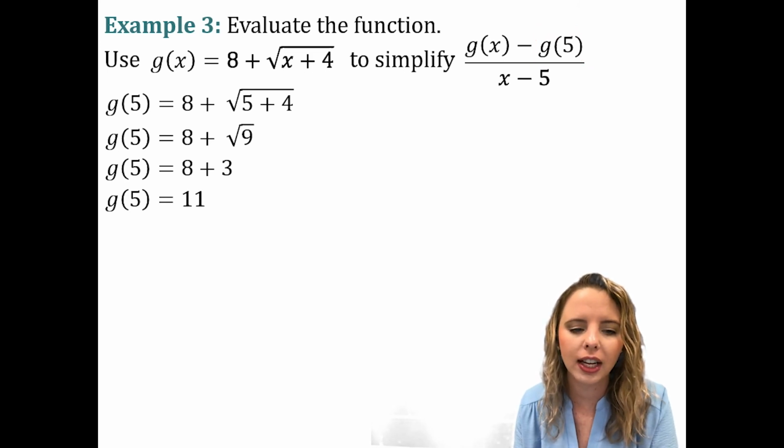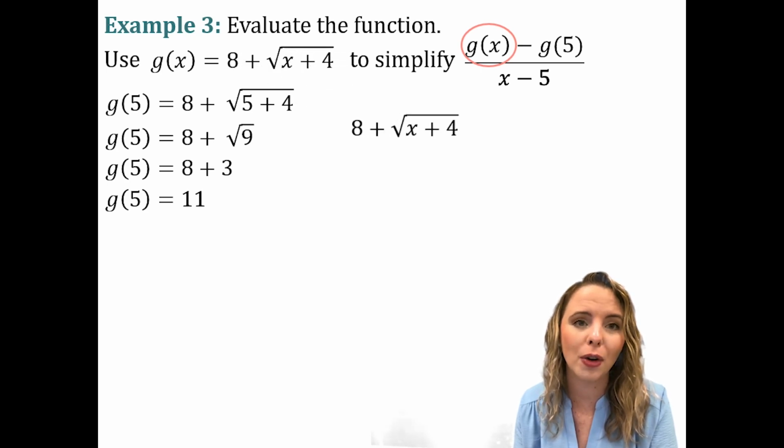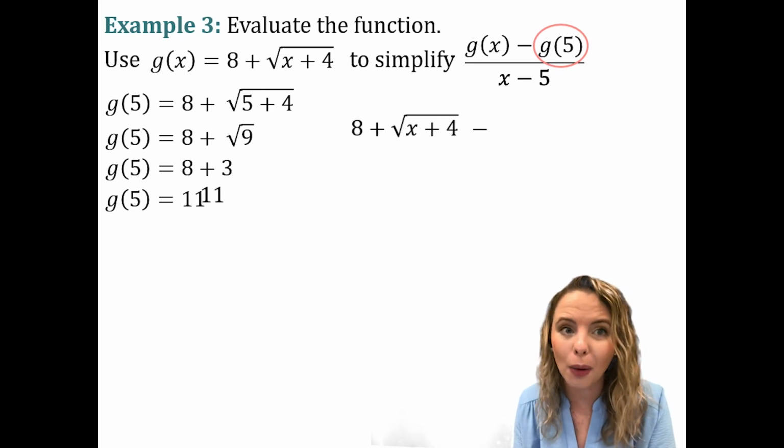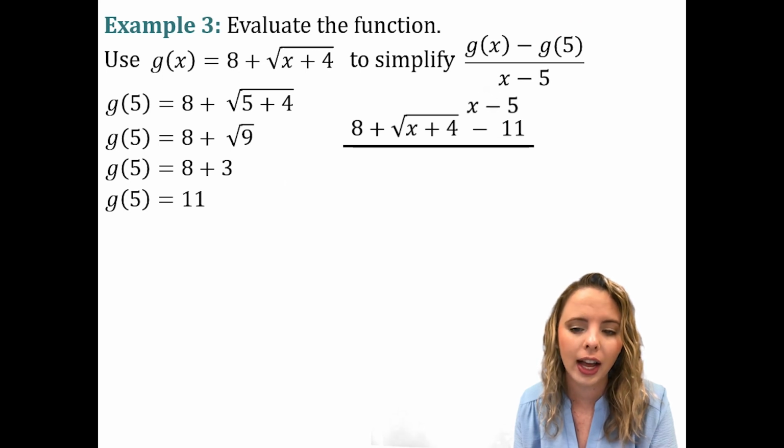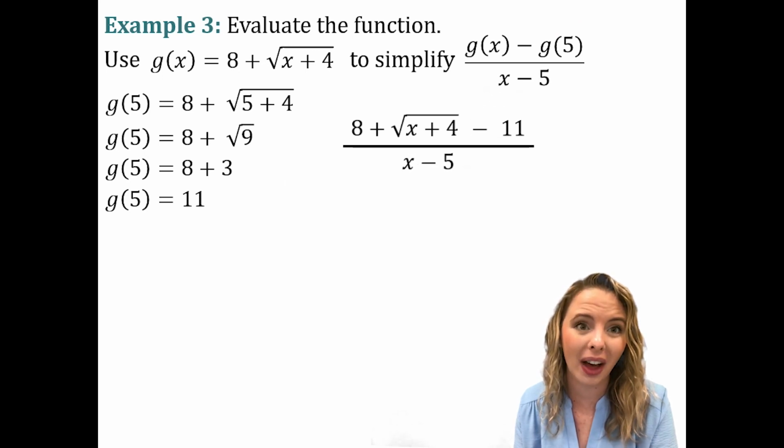So the first thing is that we have a g of x. So we know that g of x is defined as 8 plus the square root of x plus 4. The next thing we see is a minus. You got to make sure you include it. And then we have g of 5. But we know what g of 5 is. We know it's 11. So we're going to place it there. And then we're going to have it all over, and we're going to bring down that x minus 5.